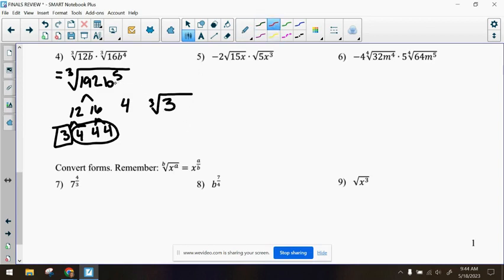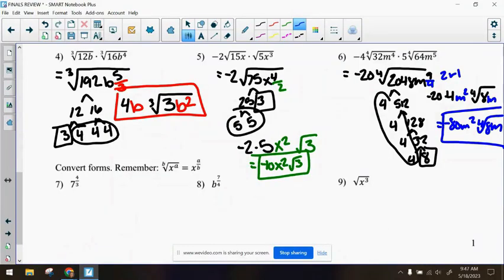I'm going to divide them by 3. 3 goes into 5 one time with 2 left over. So our answer is 4b, cube root of 3b squared. At this point, you should go ahead and pause the video, try problems 5 and 6, and then resume to check your answers.